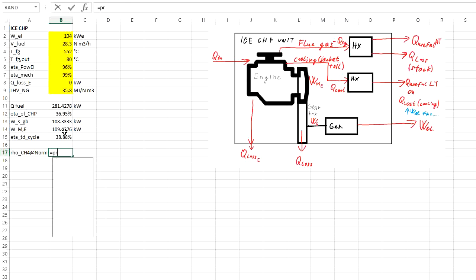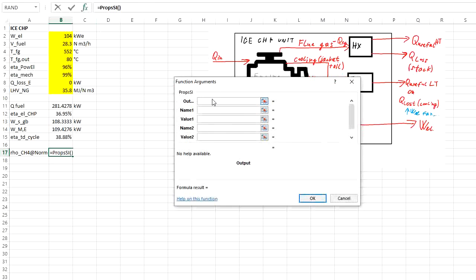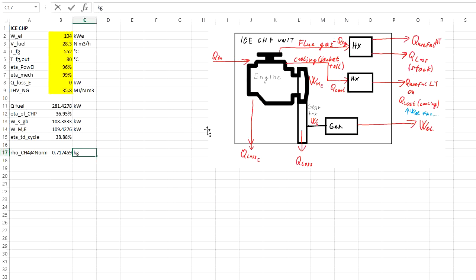So the function will be props SI, where the output parameter will be density, with the input parameters being pressure, 101.325 kilopascals, but we need to insert it in basic units, in pascals. Then the second will be temperature, which is 0 degrees C, 273.15 kelvins, and the fluid will be methane. And we get about 0.72 kilograms per cubic meter.